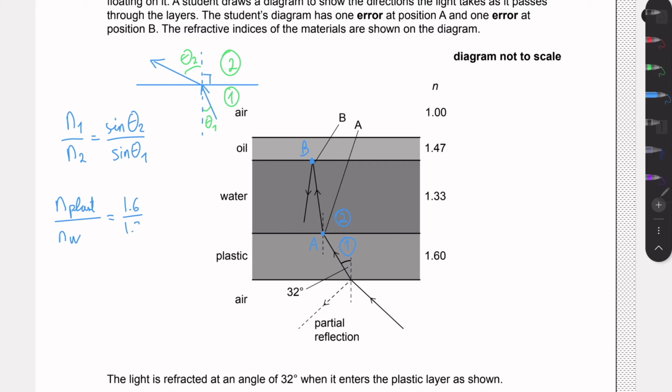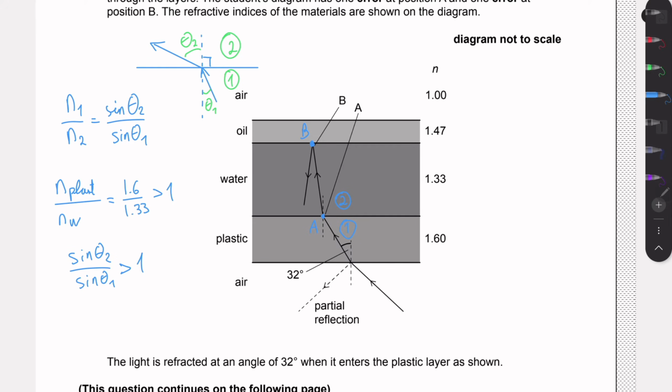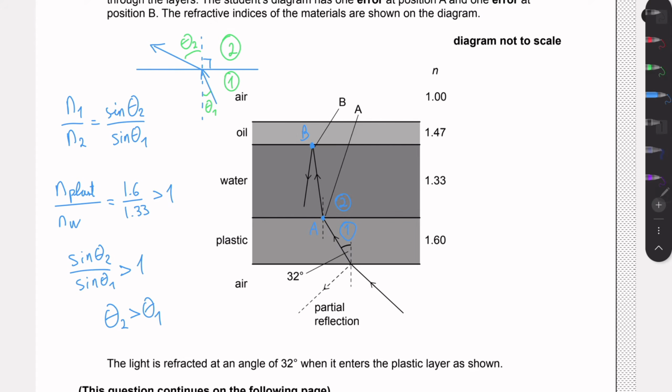So that is 1.6 over 1.33. So we can clearly see that this is going to be a number that's larger than 1. But for this equation to hold true, which it does, it must be that the sine of theta 2 over the sine of theta 1 must equal this 1.6 over 1.33, which means that this is also going to be larger than 1. But this means that theta 2 must be larger than theta 1. Otherwise, the sine of these angles will not be larger than 1. And what this means is that the angle of refraction should be larger than the angle of incidence.